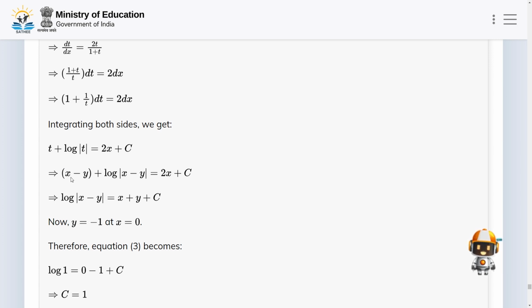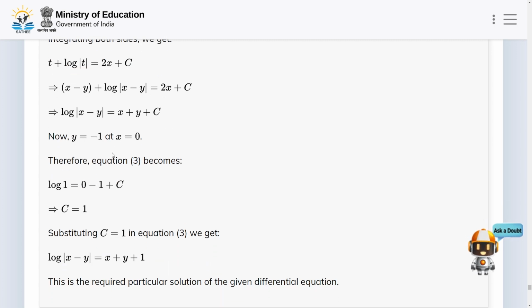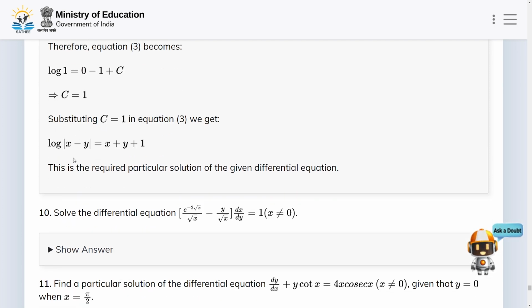Substitute your t value back, which is x minus y. So your final general form in terms of x, y will be log mod x minus y is equal to x plus y plus c. Now substitute your particular conditions to get the particular solution. So x is 0, y is minus 1, this means the left side is 0. This will give you c is equal to 1. So the particular solution to the given differential equation will be log modulus x minus y is equal to x plus y plus 1. I hope this is clear.